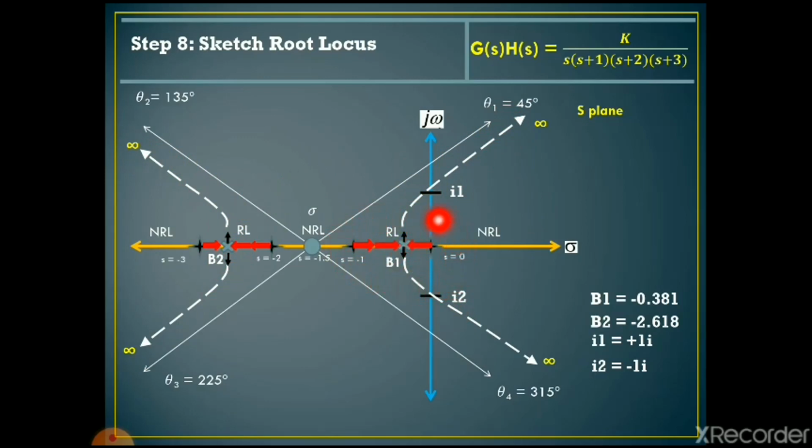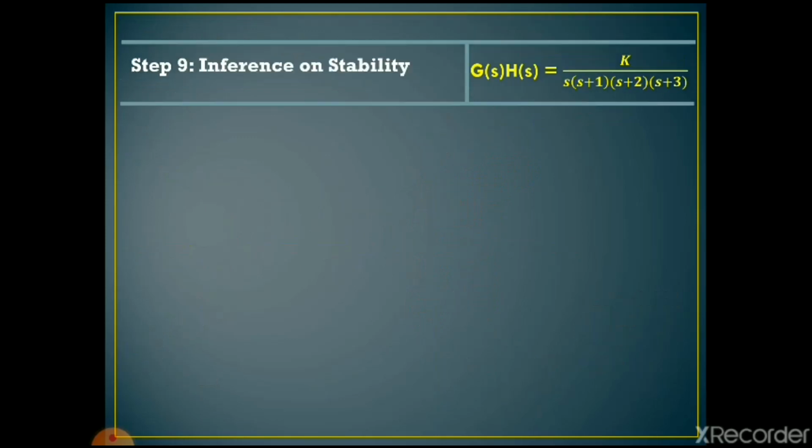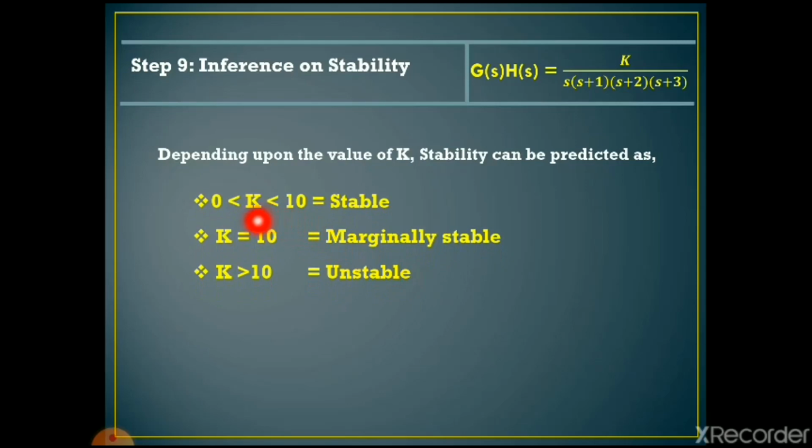So depending on the value of k, these 2 poles will be either on the left hand side, on the imaginary axis, or on the right hand side. If the value of k is between 0 to 10, these 2 poles will be on the left hand side, and if the value of k is equal to 10, they will be on the imaginary axis, and if the value of k is greater than 10, they will be on the RHS, and based on that we can come to a conclusion that 0 to 10 is stable, k is equal to 10 is marginally stable, k greater than 10 is unstable. So these are the 9 steps which help us in investigating the stability of a given control system using root locus.